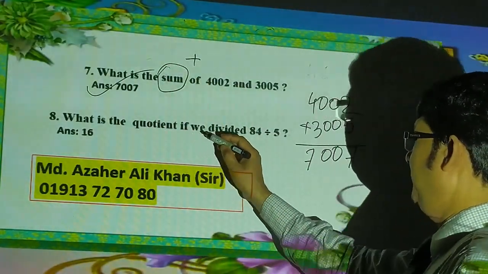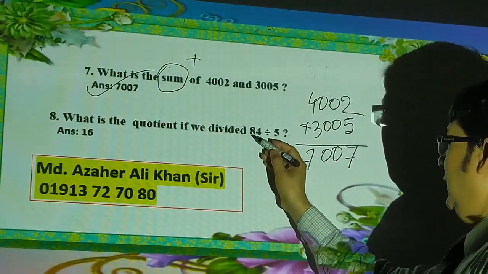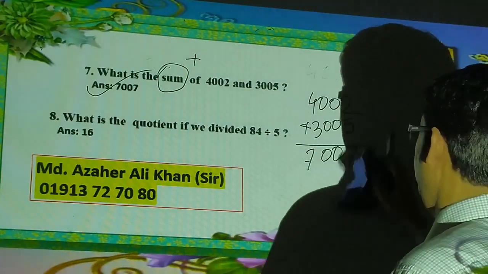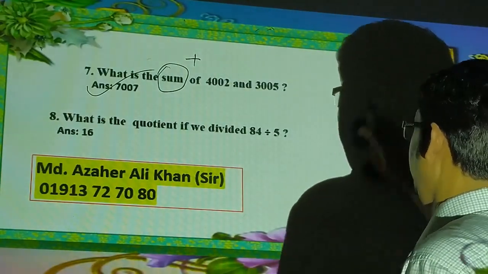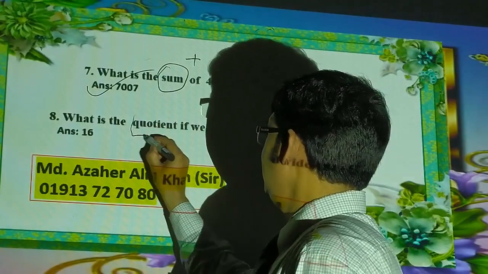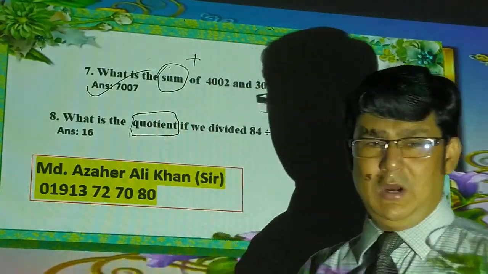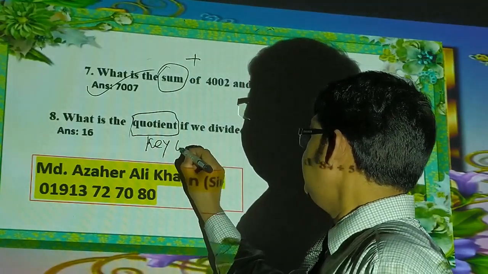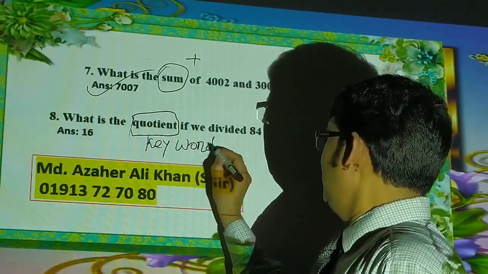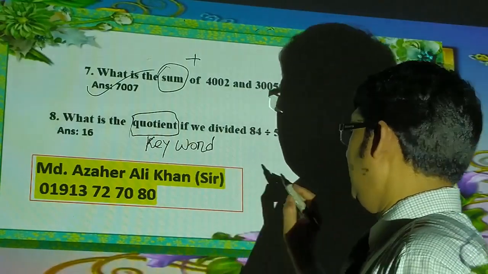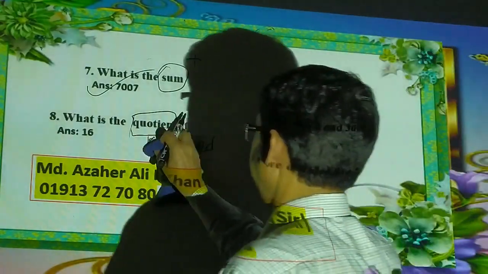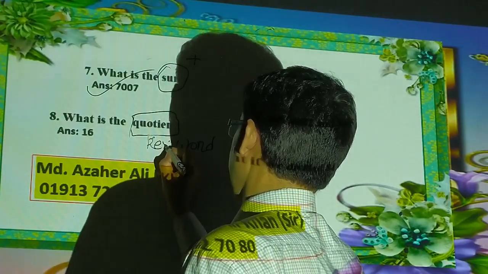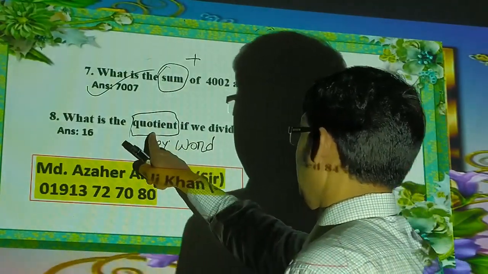What is the quotient if we divide 84 by 5? Of course, read the question properly. Our requirement is the quotient. This is called the keyword. You follow this keyword at first. Okay, my students, so this is called a keyword. So follow this one.